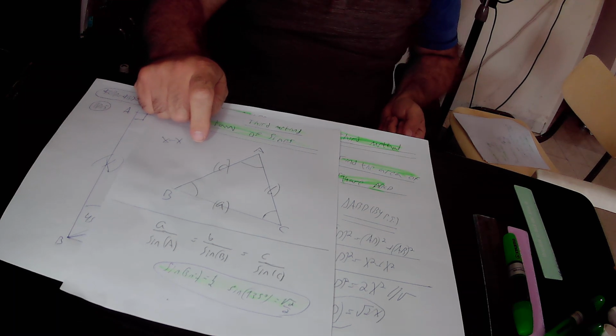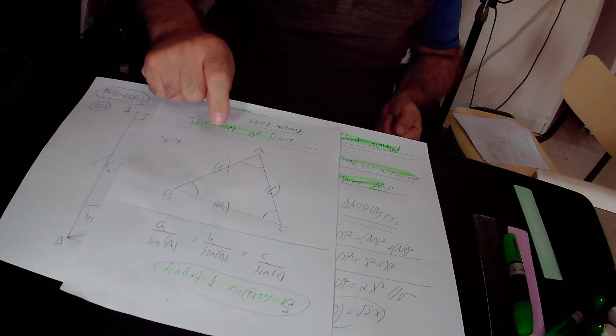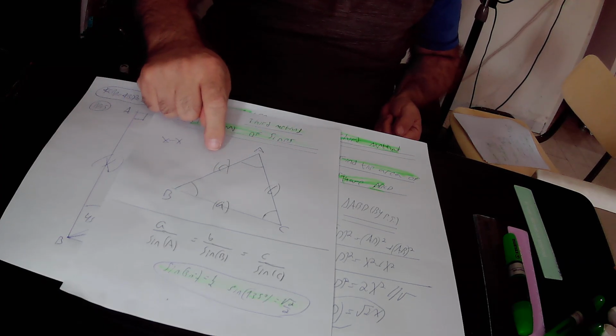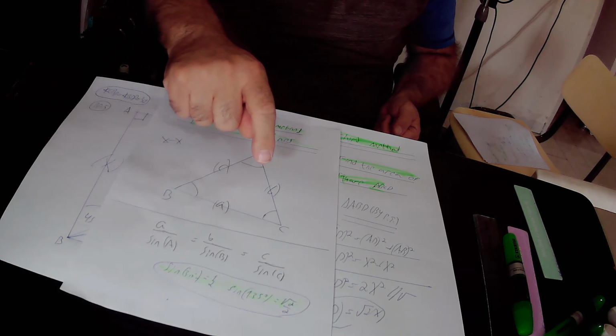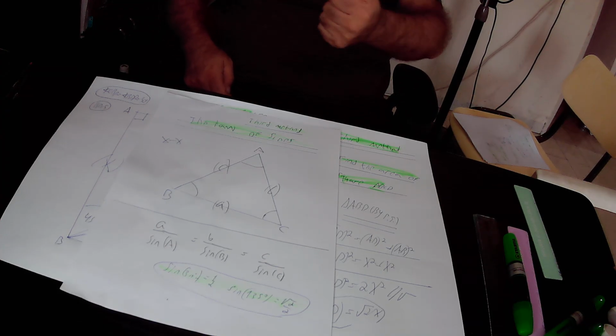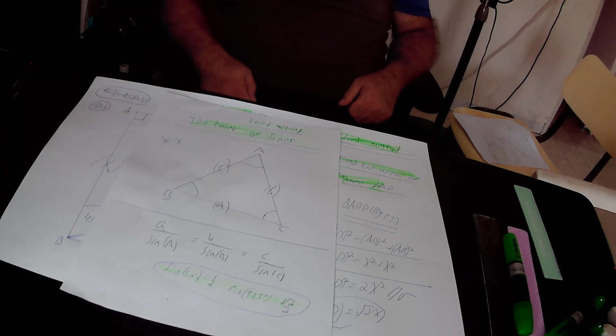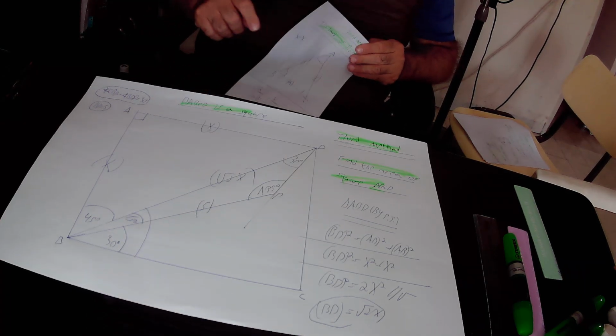So in this triangle ABC, which could be any triangle, according to the law of sines, the following equation is true: a over sine A equals b over sine B equals c over sine C. So we can implement the law of sines in our triangle DBP.